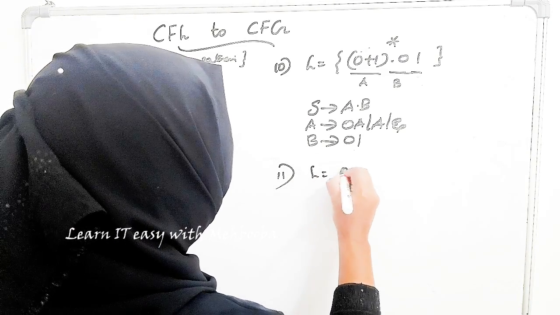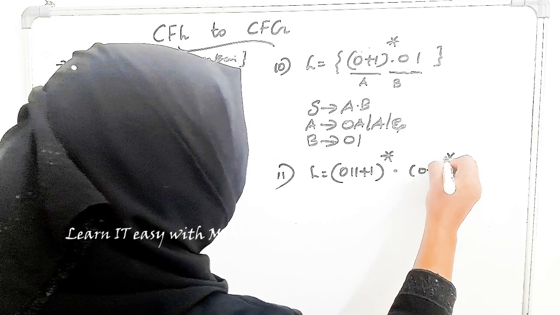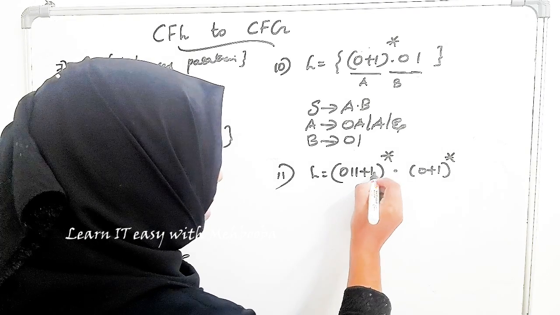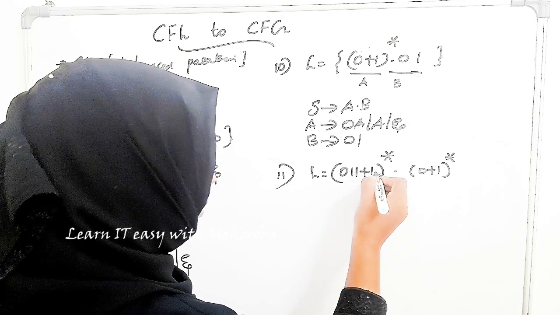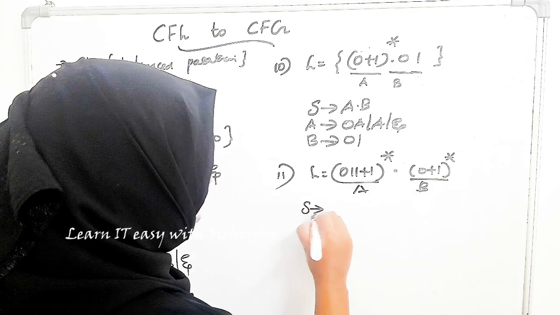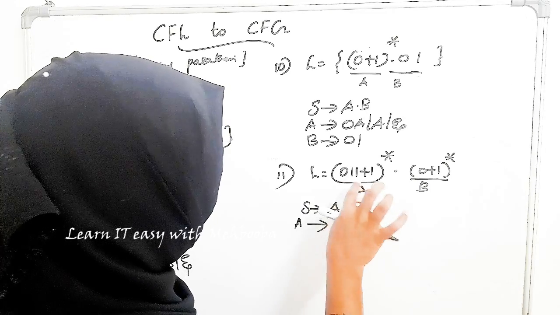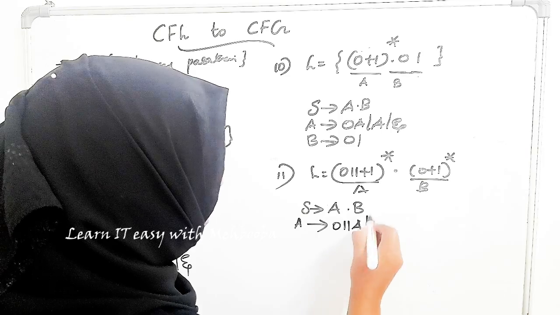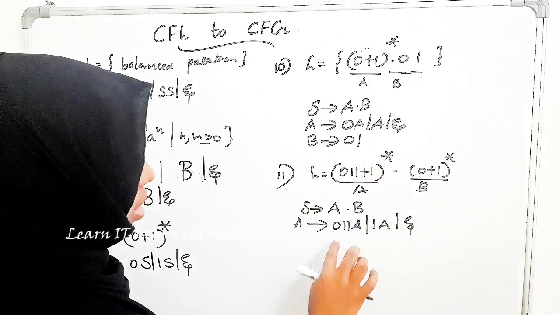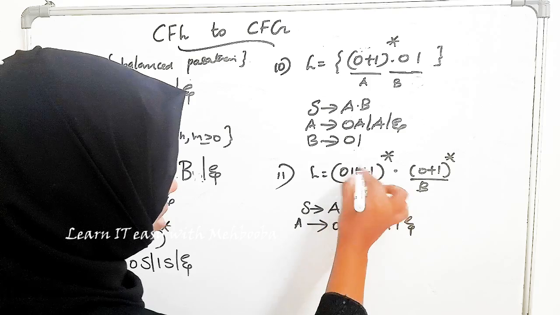L is equal to (011+1)* (0+1)*. So we will see how we can derive a context free grammar for this particular language. See, (011+1)*. Okay, so you can choose this alternative or this, similar to this. So you can call this A and you can call this B to make this easy. So S gives AB. Now A is actually any combination of 011 or 1, isn't it? So 011A or 1A or epsilon. See, instead of 0A and 1A, it is 011A because these three things have to come together always, and 1A or epsilon. Yeah, that's it. So this is for this particular part.